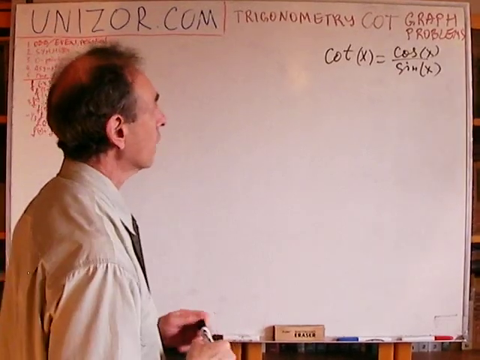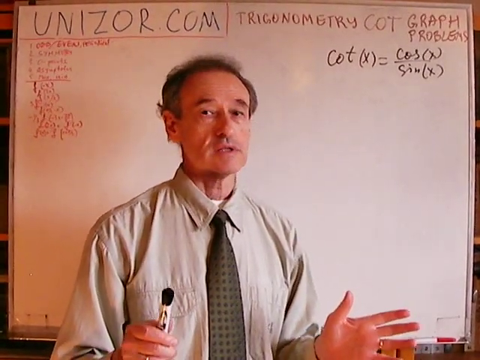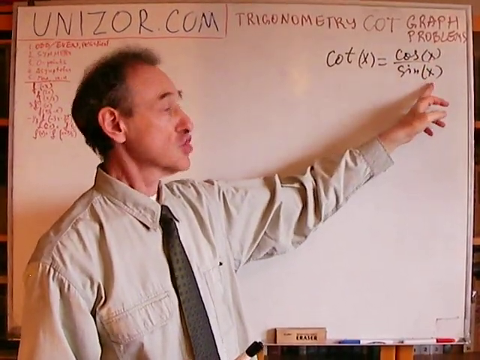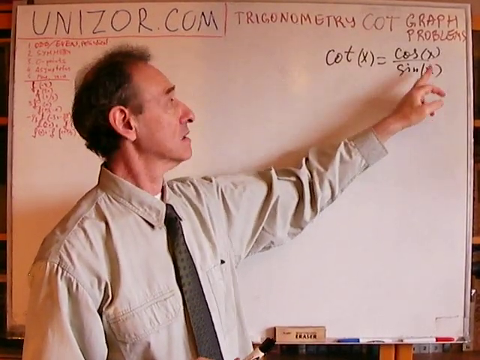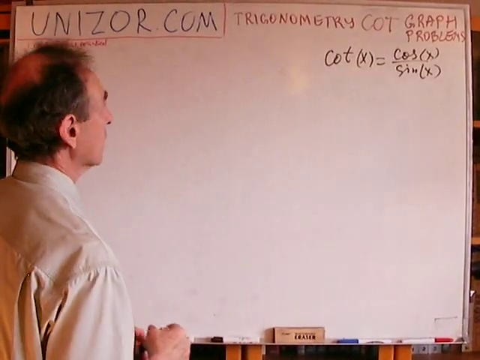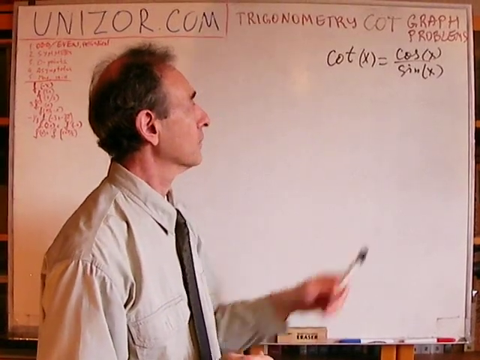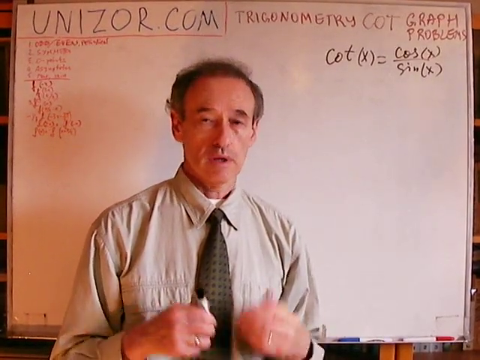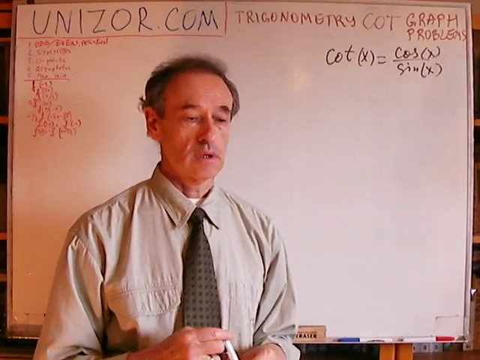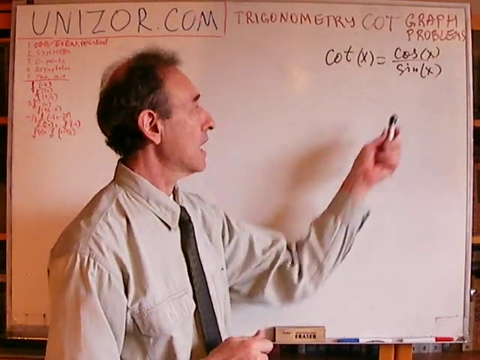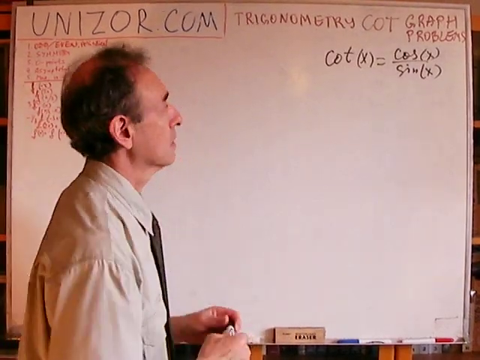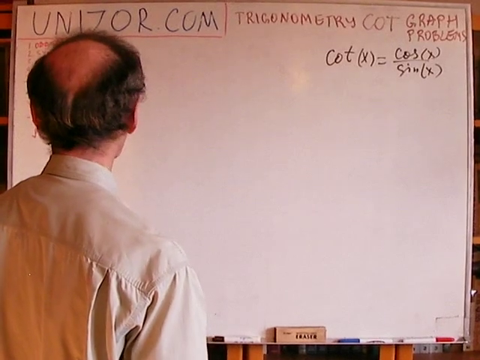Is the function odd or even? Well, the function is definitely odd because cosine is even and sine is odd, which means sine changes the sign if the argument changes the sign, and cosine doesn't. So the ratio obviously changes the sign. Now, is there any symmetry? Cosine is an even function and it's symmetrical relative to the vertical y-axis. Sine is odd and therefore it's centrally symmetrical. So the result would obviously be a centrally symmetrical graph.